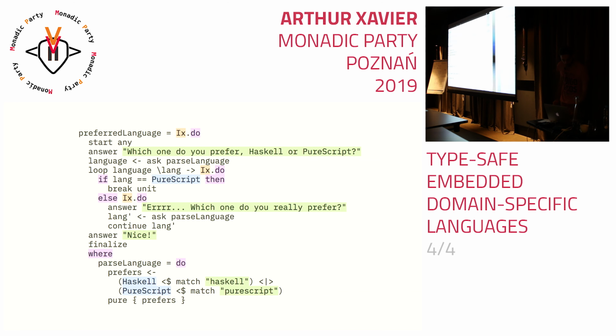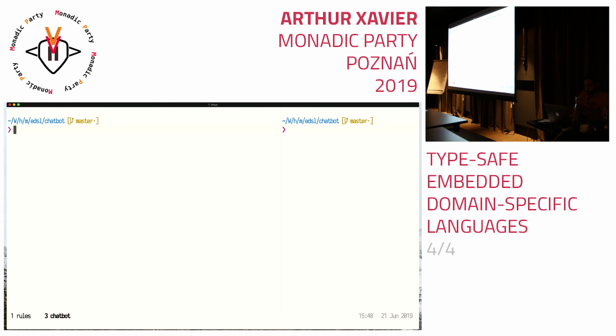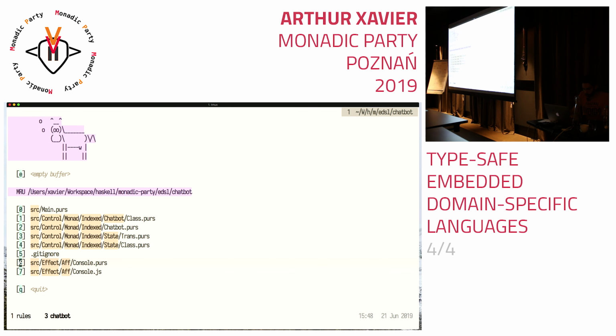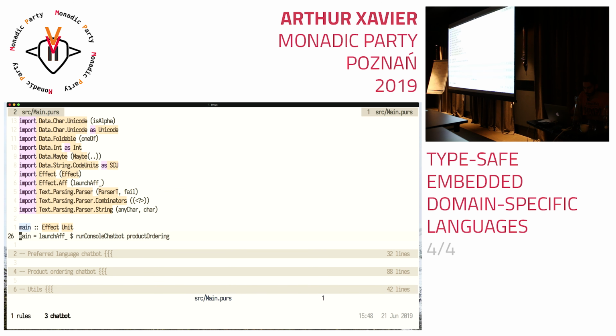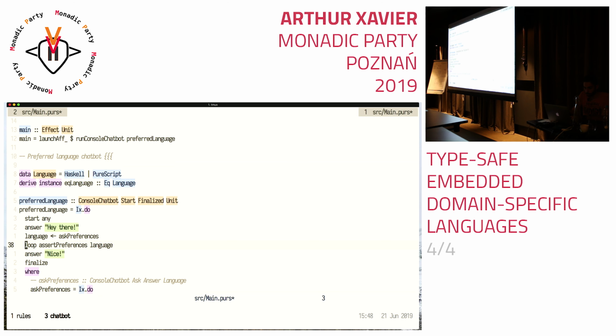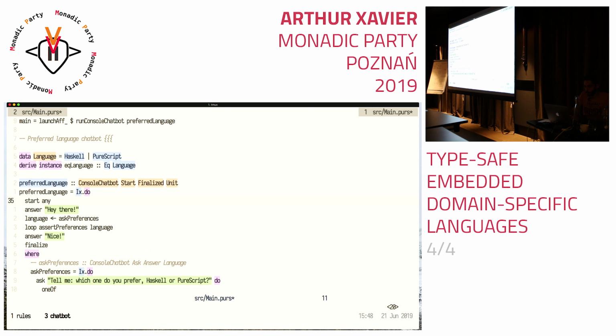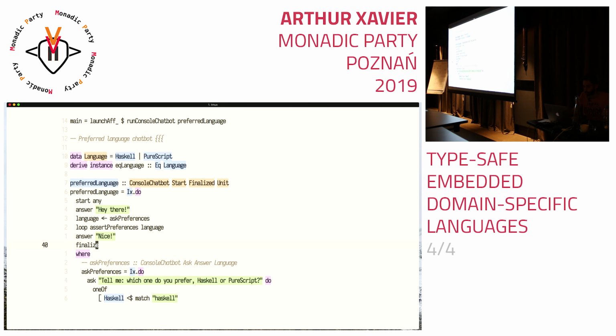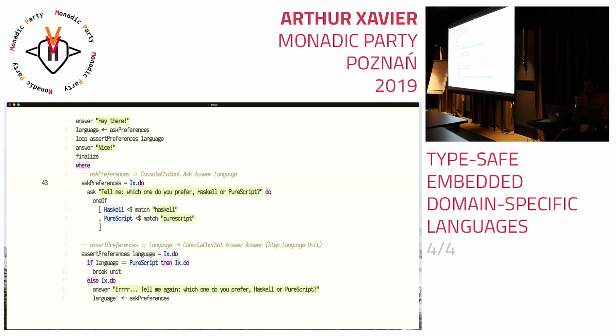I'm going to show that it really works in practice, that we actually get some type errors here. So main. Oops. It's the same thing here. We start and match on any input from the user. We answer hey there. Ask for preferences, loop, asserting preferences, we answer and finalize, where these two have these definitions. So let's just run this thing here.